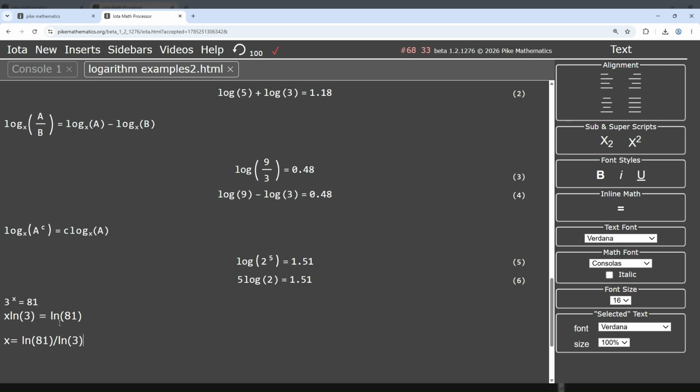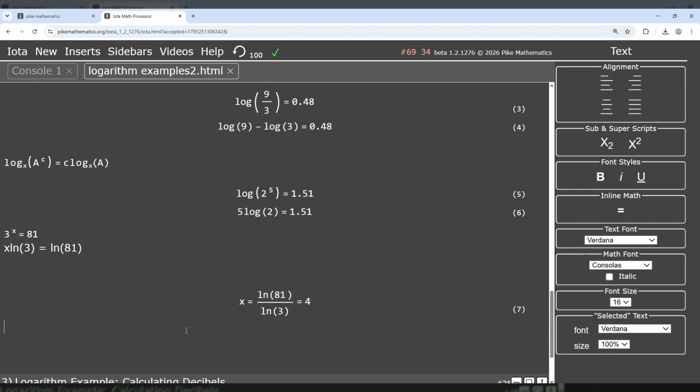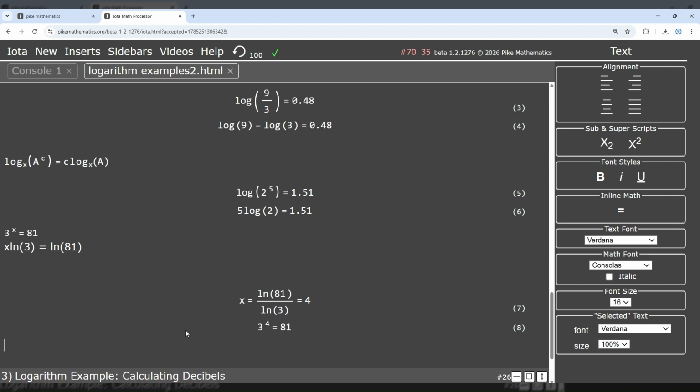What does that give us? Let's see. 4. Okay. So what is 3 to the 4th power? There it is, 81. So I think that's a great way to solve for variables that are in the exponent.